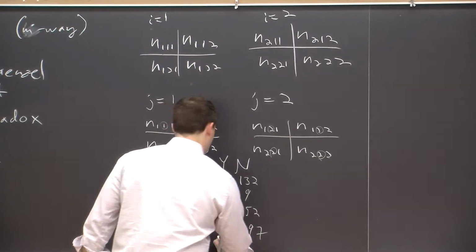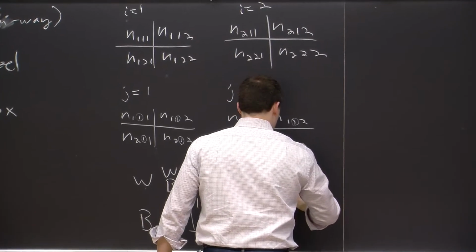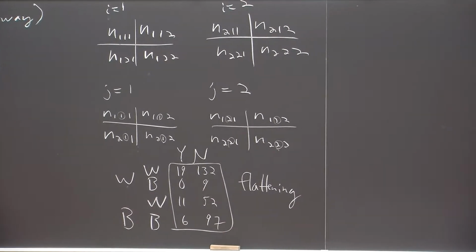Such a thing is called a flattening of the table, because we took this cubic thing and we flattened it down to a two-dimensional thing.